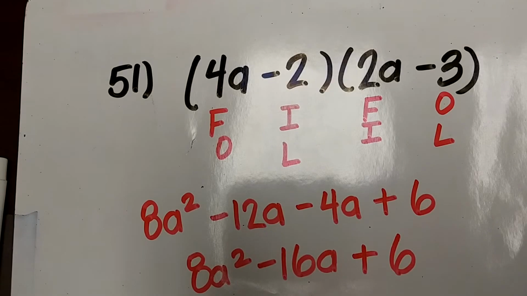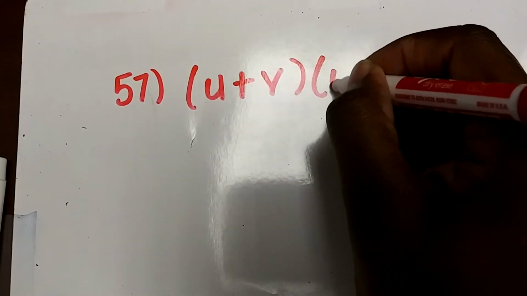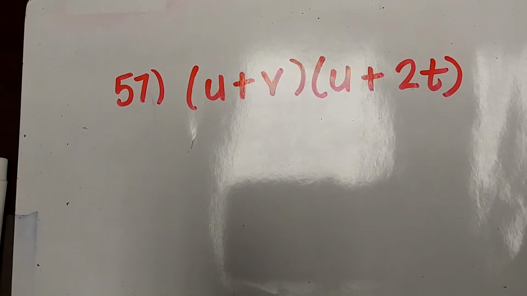Number 57. U plus V times U plus 2t. There are a lot of different strategies for multiplying these. You can apply the box method, FOIL method. You can even work with algebra tiles to figure out how to work these particular problems out. But the quickest way to do a problem like 47 and 51 is just apply the FOIL method. That is the quickest way, and it works every time. We're going to apply the FOIL method again on number 57.